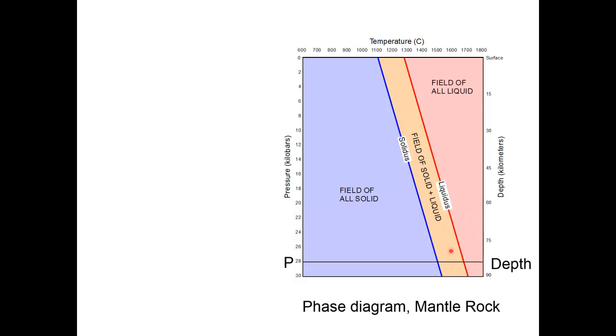Notice that because we want to make this diagram look like a slice of the Earth, we usually graph it so that the pressure increases downwards, and so that increases in pressure going downward correspond to increases in depth going downward. I've also shown the depth on the right hand side of this diagram as well.